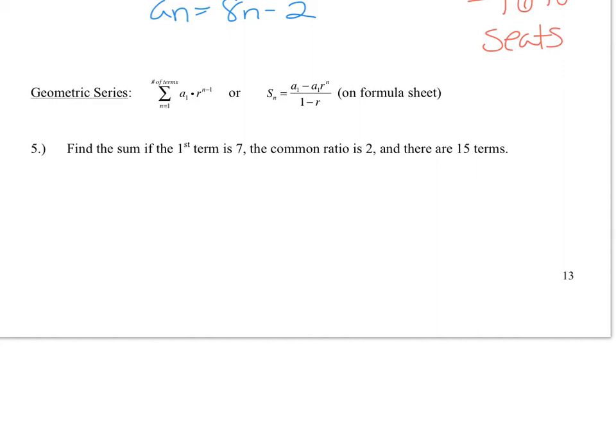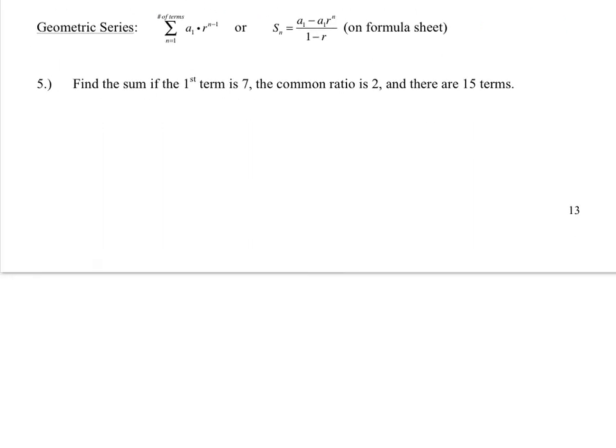The only thing I'd say is that if you're going to use the formula sheet, that's great. But you really should memorize the other one too, because you're going to need to know how to write an explicit formula for a geometric sequence. And you have to know how to do it with summation for arithmetic. So chances are you really should know how to do both forms. All right, so with that being said, let's take a look at number 5.